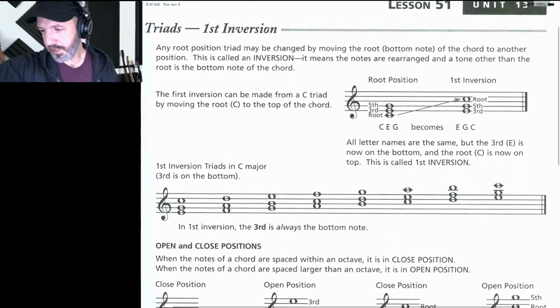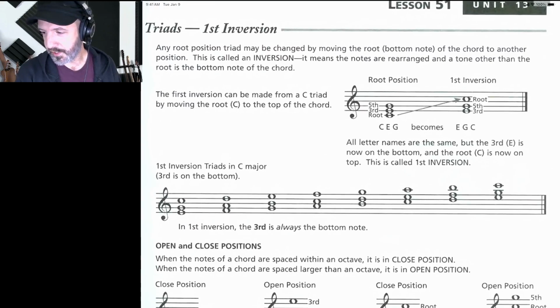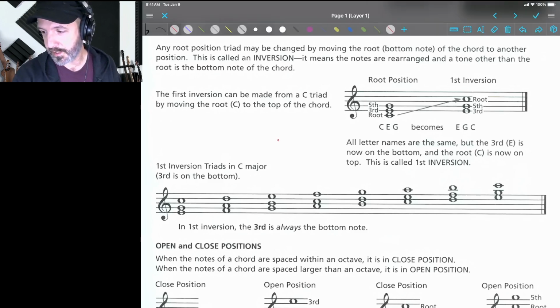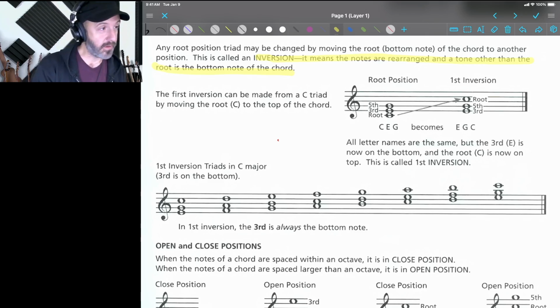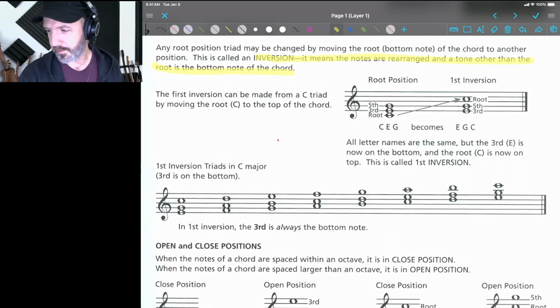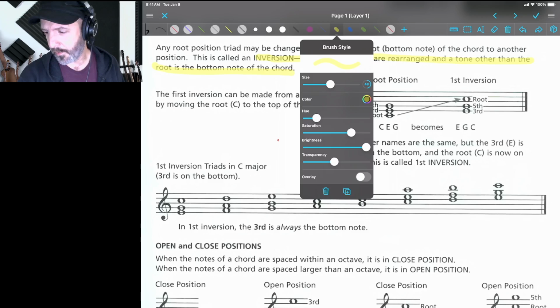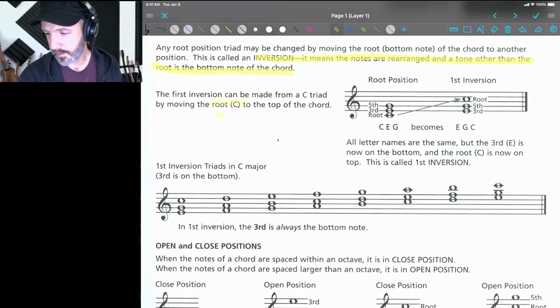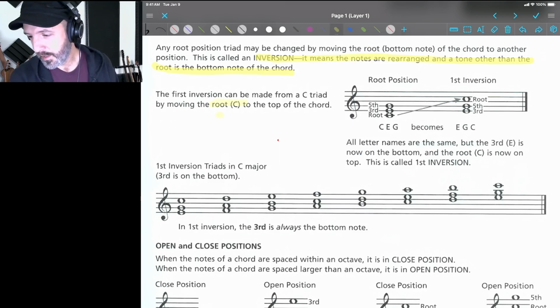So an inversion, as it would suggest, the notes are rearranged where the tone other than the root is the bottom note of the chord. Like I say in class, anytime there's an uppercase word of vocabulary, that's going to be fair game for a test. And it's a good word for you to know, period. Let me see if I can get a little bit more transparent there. There you go. That's more like it.